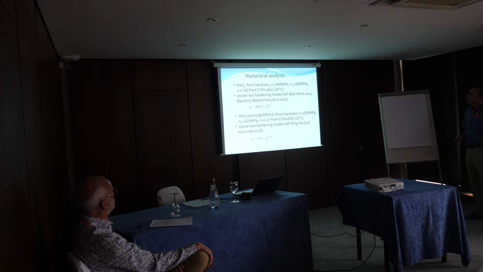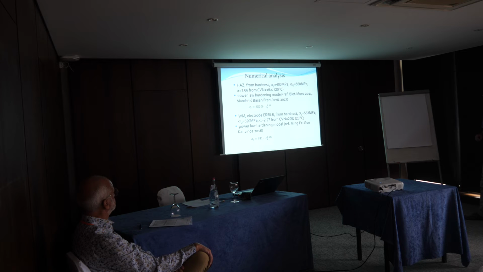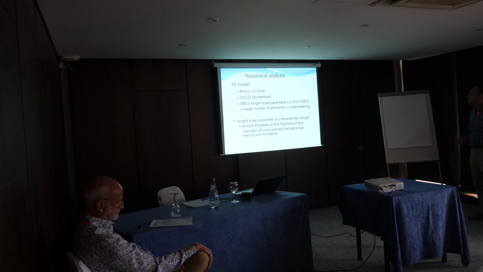For the heat affected zone, we also have yield strength and ultimate strength, but they are obtained from the hardness measurements. And the alpha parameter also from the impact energy test. The hardening model is a power law, which you can see here. For the weld metal, the electrode is AH36 wire, which has yield strength and ultimate strength also calculated from the hardness, and the alpha parameter from the impact test, with the corresponding power law hardening model.